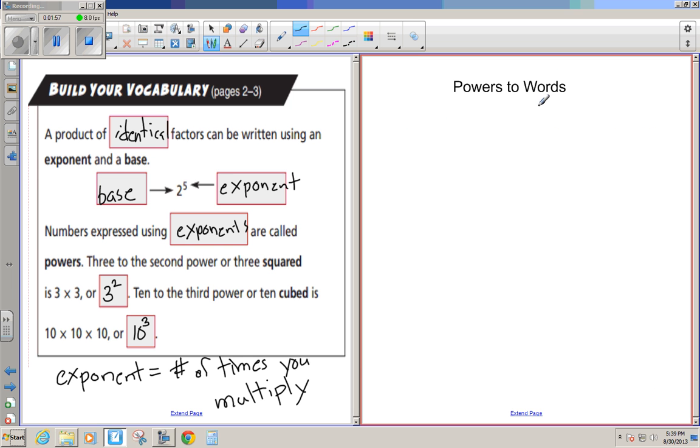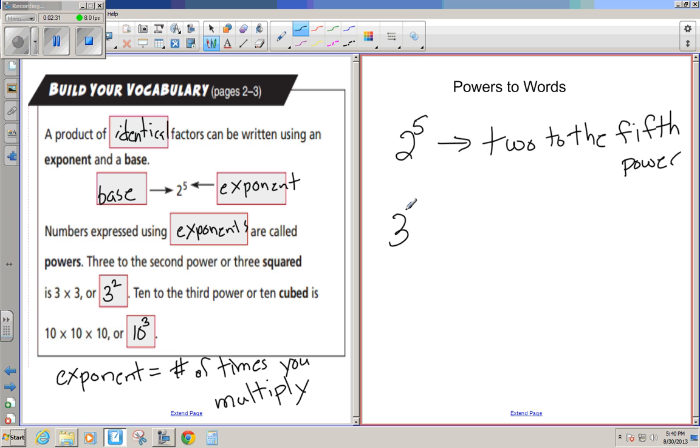All right, powers to words. What we're going to put in here is a nice little table. Let's say you have 2 with a 5 as an exponent. You would say 2 to the fifth power. Now there's no special word for fifth power. You just would say fifth power.